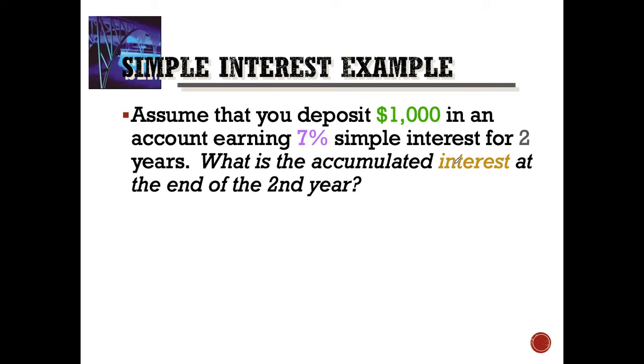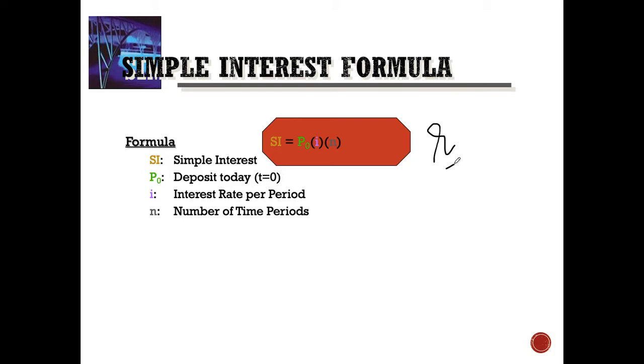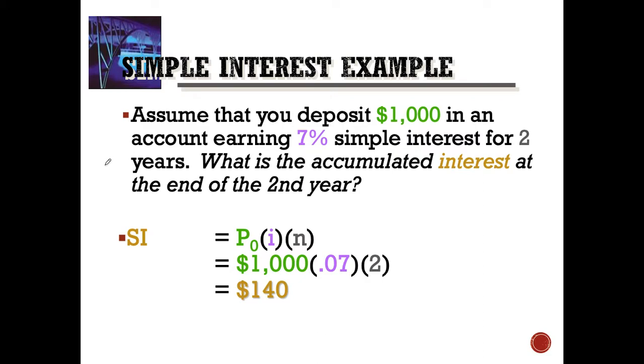This is a simple interest example. Assume that you deposit $1,000 in an account earning 7% simple interest for 2 years. What is the accumulated interest at the end of the second year? For the solution, we use the formula: simple interest equals P0 multiplied by i multiplied by n, or number of time periods. P0 is $1,000, the interest rate is 7% or 0.07, and the number of time periods is 2 years, so you can put 2 here.